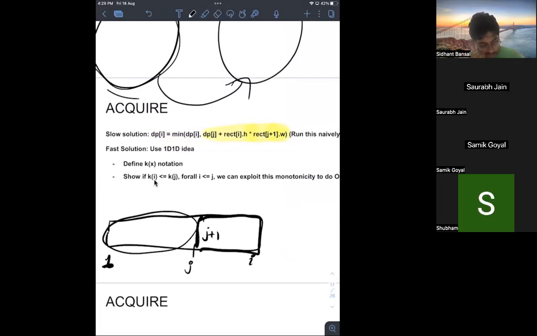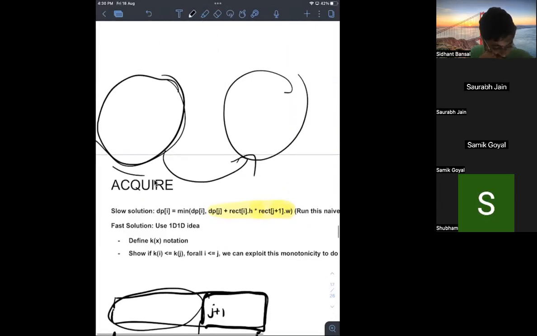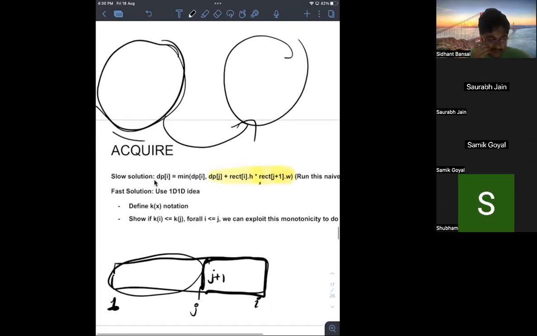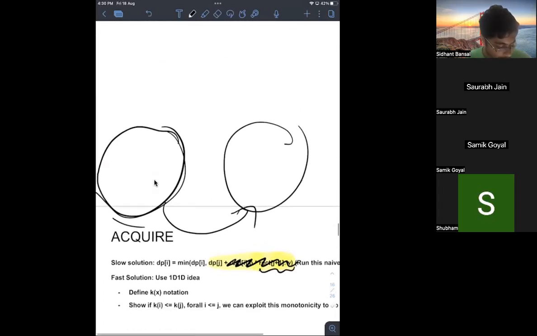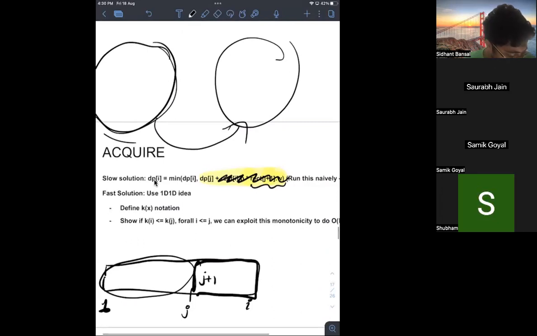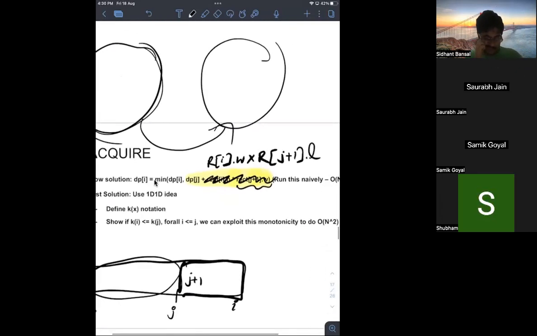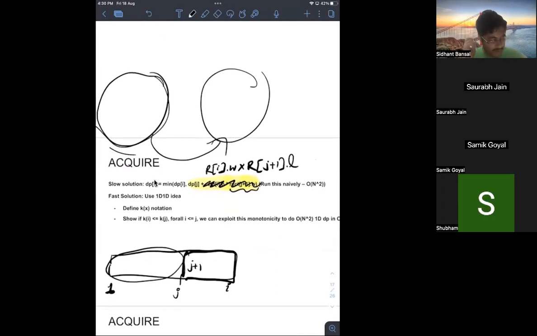And the cost of that chunk will be the height of the ith chunk times the width of the j plus 1th chunk. Notice here, these are actually swapped. I'll just fix it the way I've defined it here. Since the widths are increasing, I'll say r i dot w times r j plus 1 dot length, right? Since that's how we defined it. But the rest of the recurrence remains the same.